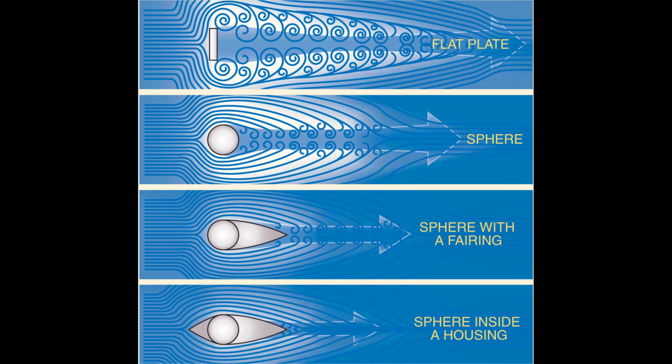Number 1. Form drag. Form drag is caused by the shape of the aircraft. Air separates around uneven surfaces, creating turbulent wake regions. A streamlined design minimizes form drag.